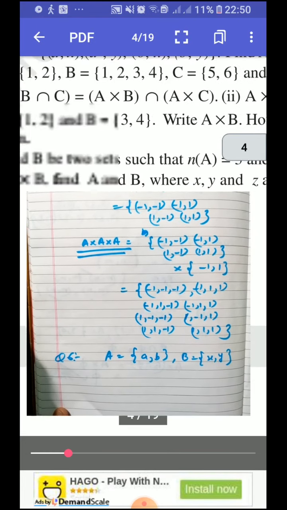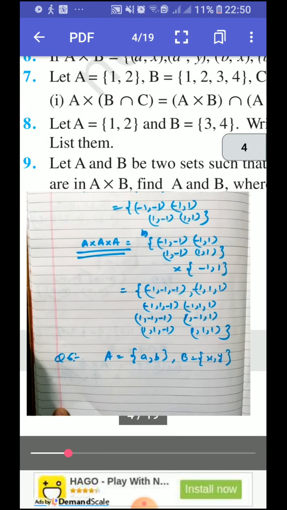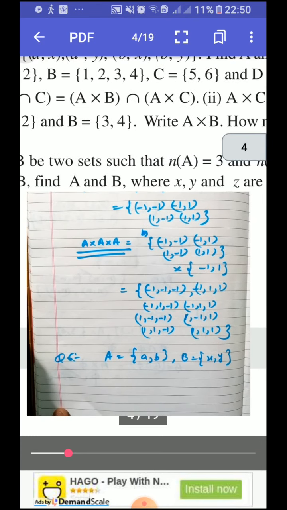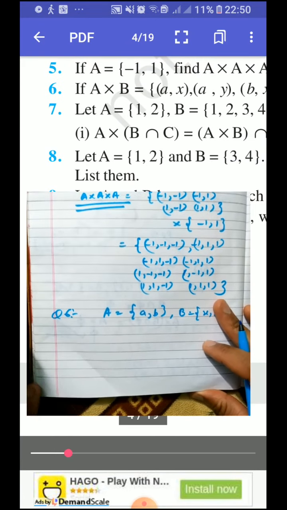Verify that A Cartesian (B intersection C) is equal to (A Cartesian B) intersection (A Cartesian C). Now let us see question number 7.